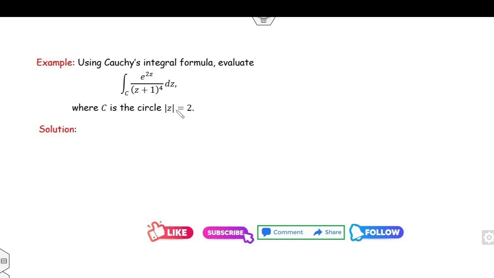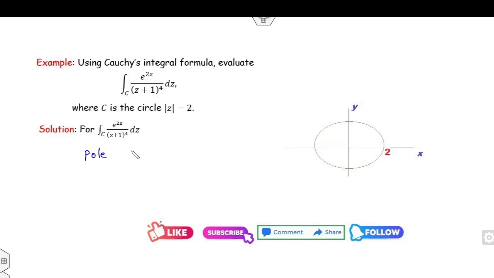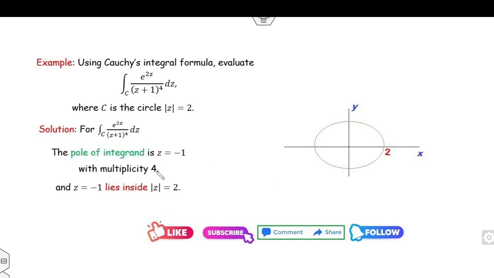Okay, look at this another one. So firstly you can find the circle. This is the equation of the circle with radius 2. Fine. Now can you find the pole? The pole is z plus 1 raised to power 4 is 0. That means the value of z is minus 1, minus 1, minus 1, minus 1. That means z equal to minus 1 is the pole with multiplicity 4. And minus 1 lies inside the circle.